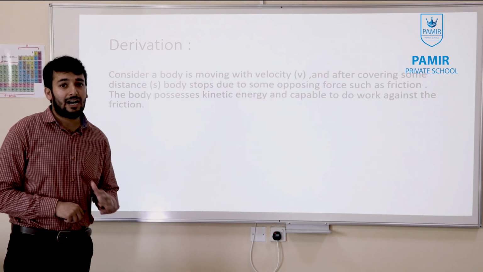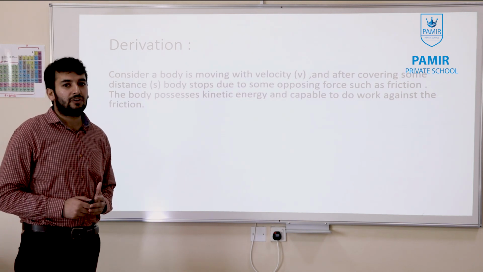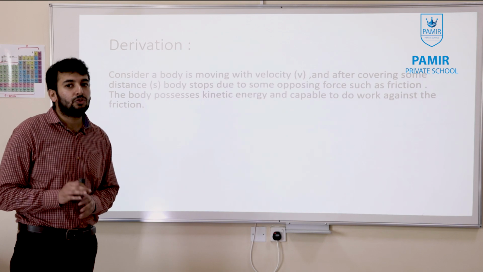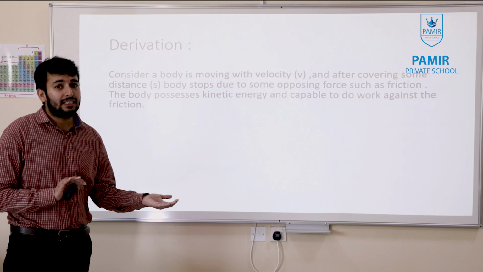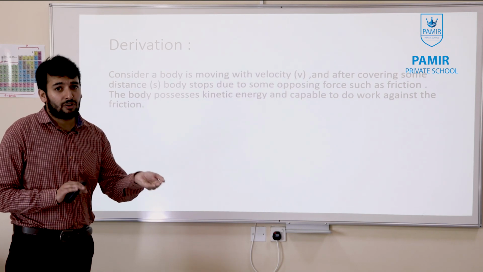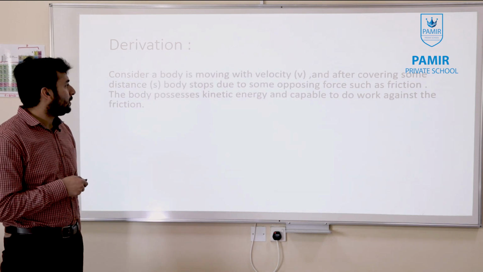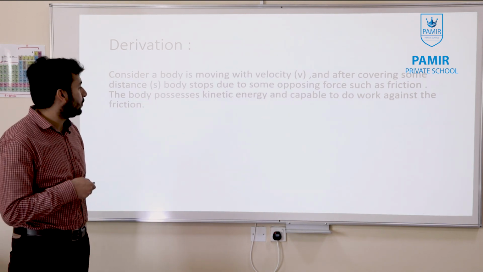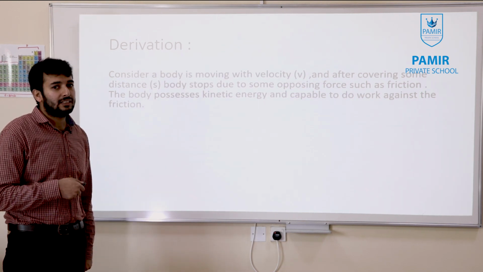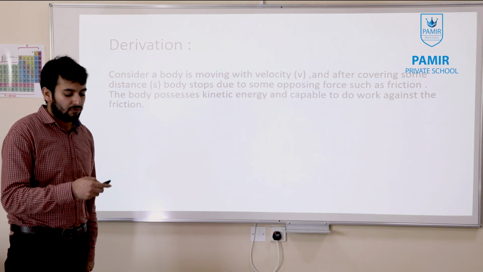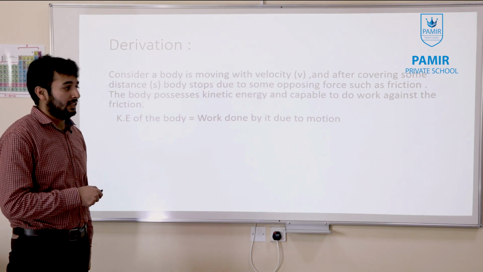Whenever things are stopped, they are stopped due to some opposing force. We can take the example of a car. If you need to stop the car, you need to apply brakes. So the brakes will be the opposing force, and the brakes get this force from the friction between the tires and the road. So the body possesses kinetic energy and is capable of doing work against the friction. Here we are going to discuss kinetic energy. So this kinetic energy is the work done against the friction. From this assumption, I'm going to make an equation.